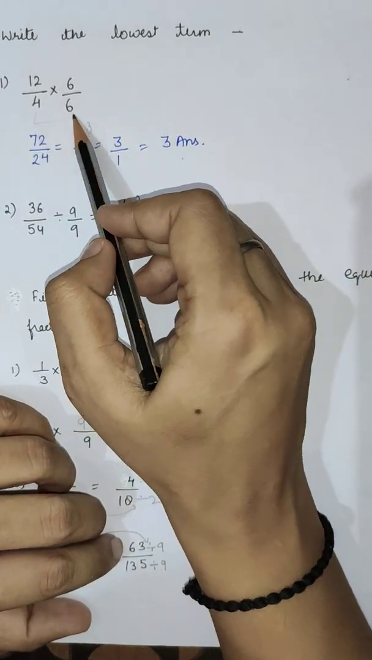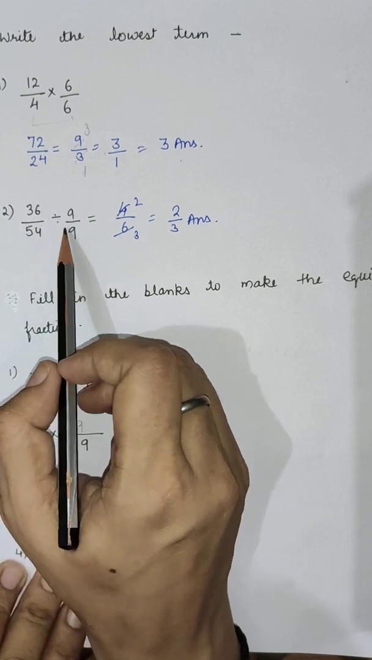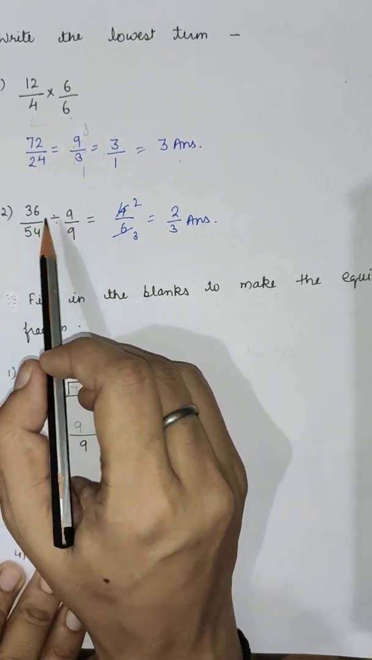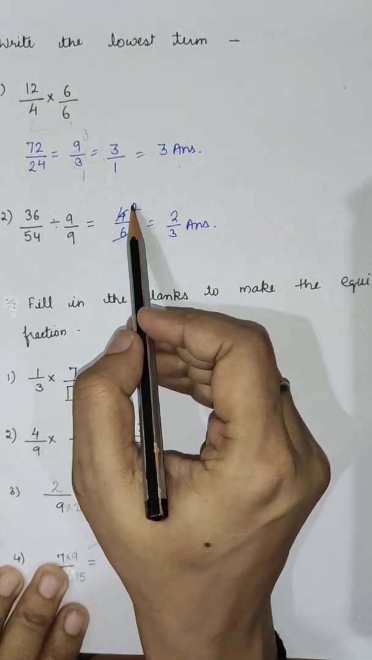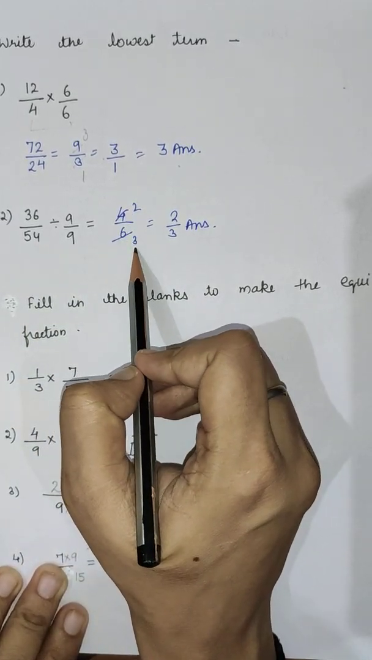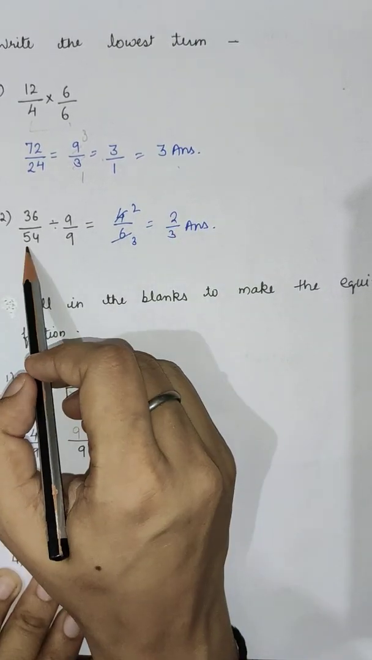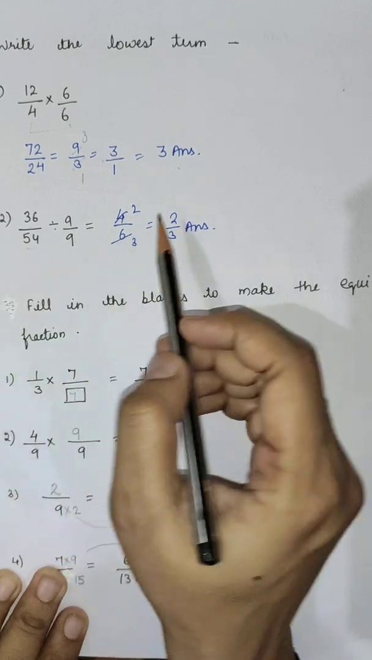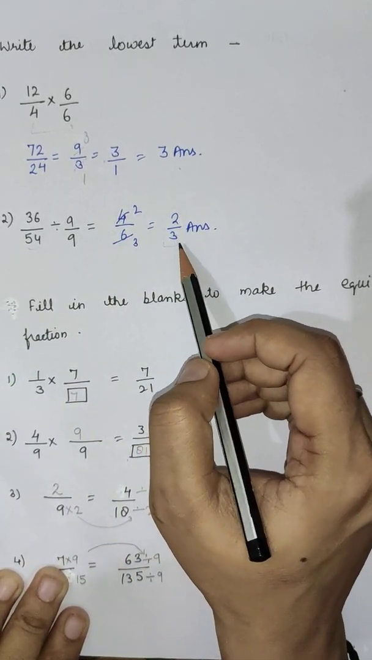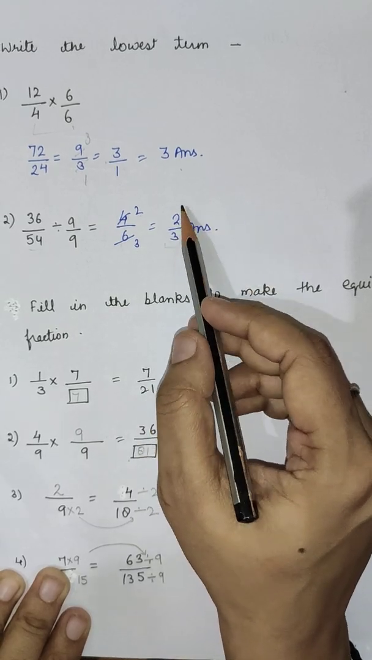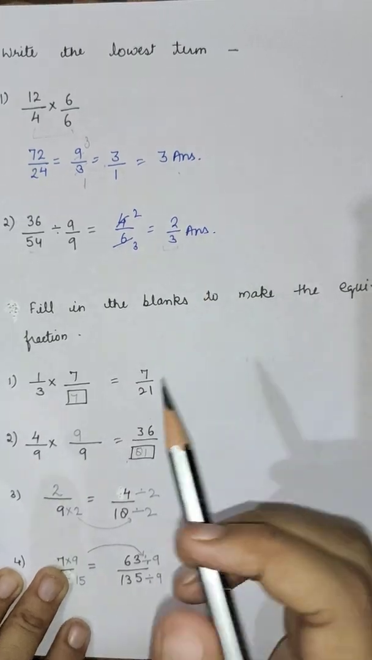So this is an example of multiplication. And division: 36 by 54 divided by 9 by 9. If we divide, we get 4 and 6. After that 2 2s are 4 and 2 3s are 6. The lowest term of the given fraction is 2 by 3. This is the lowest term. Now we will not divide it further. We will not cut 2 and we will not cut 3.